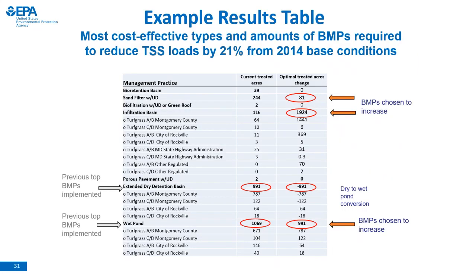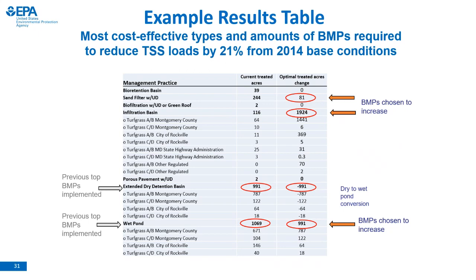This is an example of the kind of results you can get. I've actually combined two different results tables for this figure. In this case, we're looking at the most cost-effective types and amounts of BMPs to reduce the total suspended sediment loads by 21%. Listed on the left are the potential management practices for stormwater BMPs, and some of these I've also broken down by hydrologic response unit.